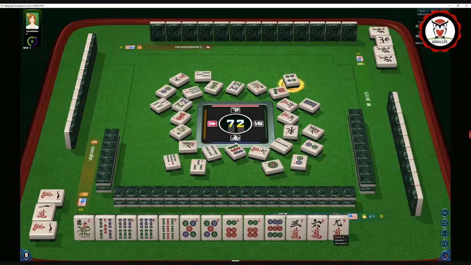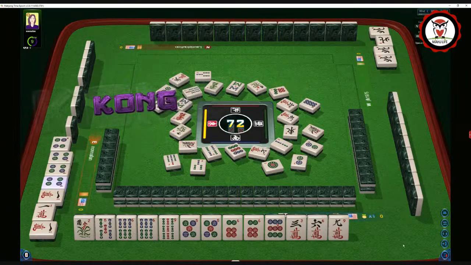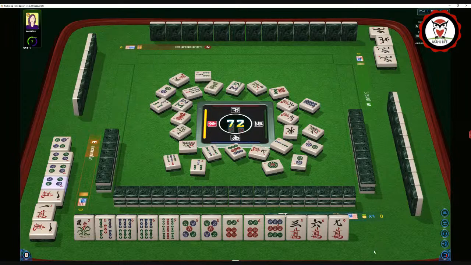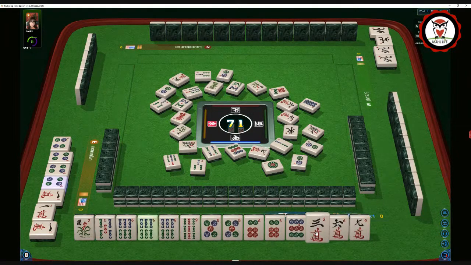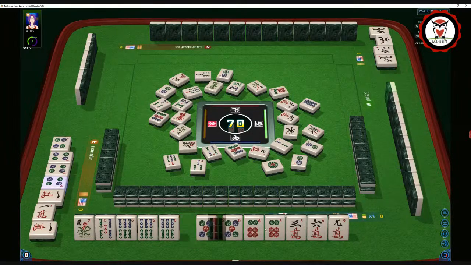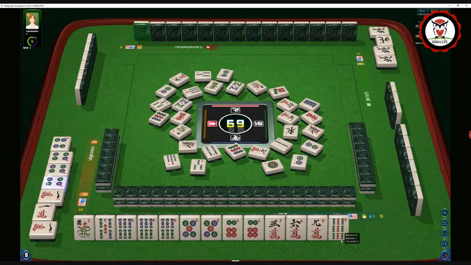4 dots. We still have potential for 5, 6, Pung. 5, 6. 2 dots. 6 bam. Okay, now we need to choose. Let's let the 9 dot go. I think now that the 9 dot is gone, the 6 bam can go. Red dragon. So we still have 1 discard before we have to pick a hand.